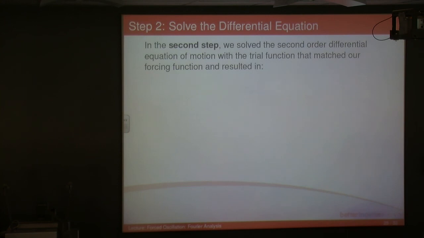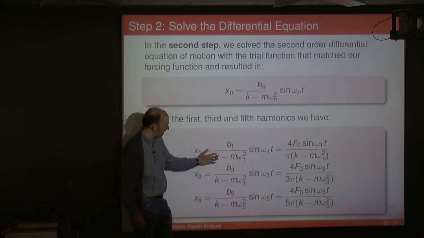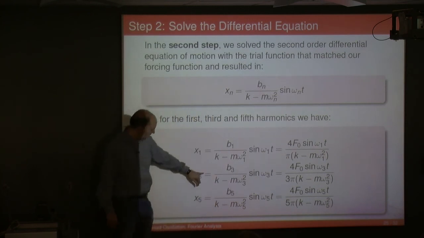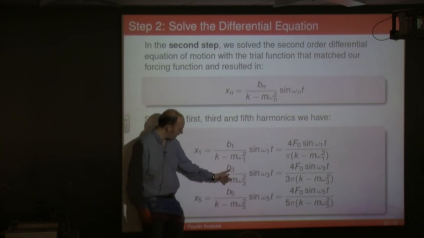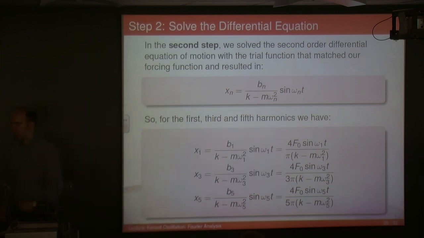So in the second step, you solve the differential equation, which looks like this. We solve the second order differential equation of motion with the trial function that matched the forcing function, and resulted in that, where we found beta was this b of n upon k minus m omega n squared term. And so if we took the first, third, and fifth harmonics, obviously x of 1, you stick in 1 wherever you see an n, and you end up with this term. And obviously b1 we know is 4 f0 upon pi. x of 3, stick 3 where you see an n, and then we have 4 f0 upon 3 pi times that function. And so on, fifth term, seventh term, and so on.